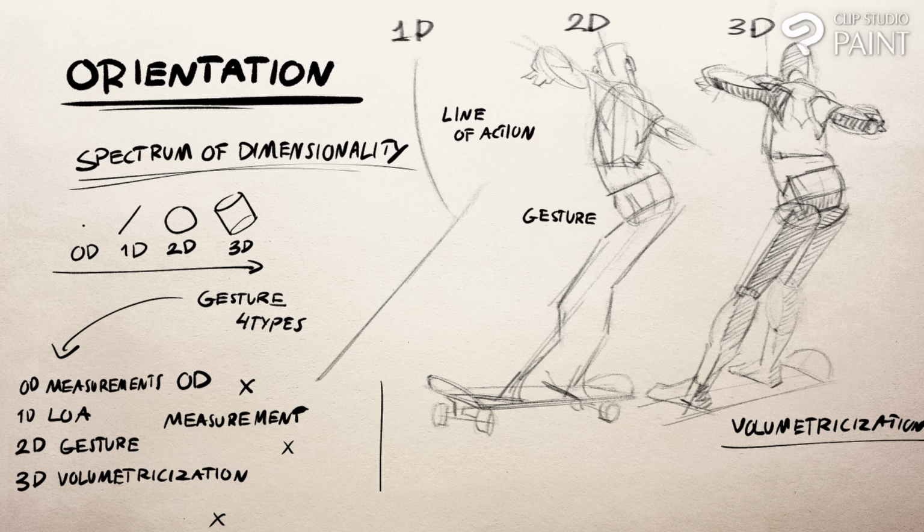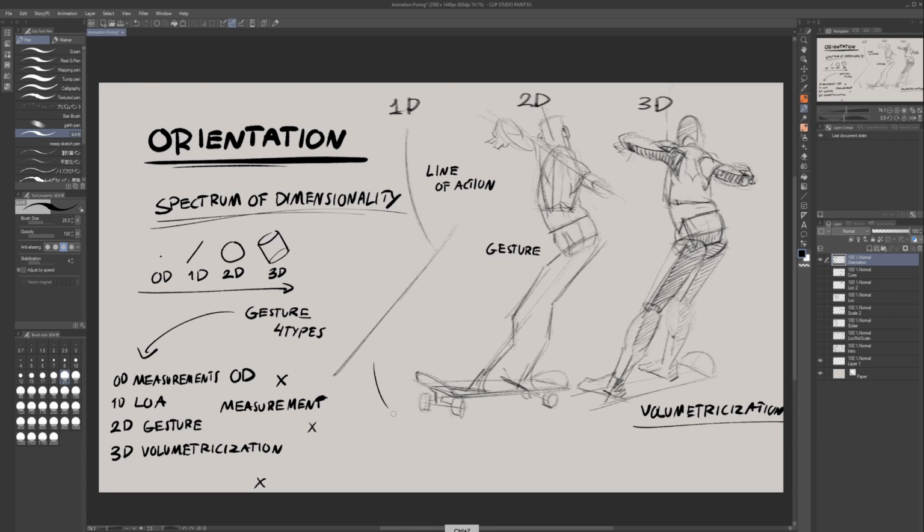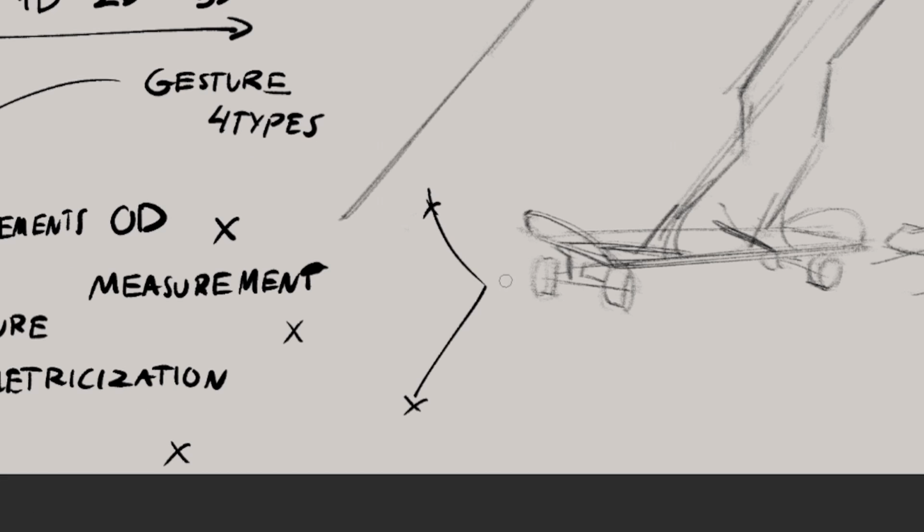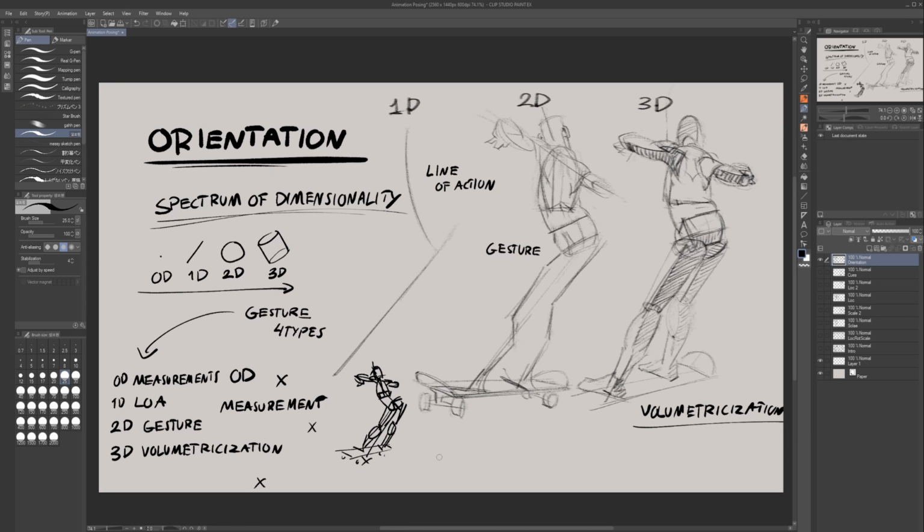You can work from 0 dimensions to 3 dimensions. So we can start by setting our measurements, make our line of action like that. Next, we can get our gesture in there, our contour gesture, by plotting in the major masses. And then lastly, we're going to volumetricize that gesture by turning each of these shapes into 3D forms, showing their location and orientation. Okay, so I like to work starting from the most basic type of shape all the way to the most complex across the spectrum of dimensionality.